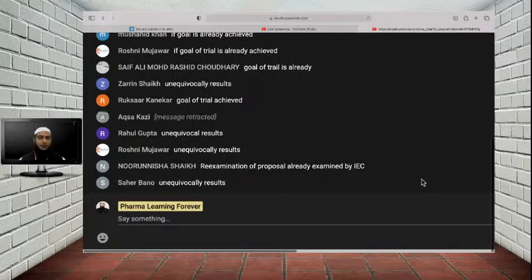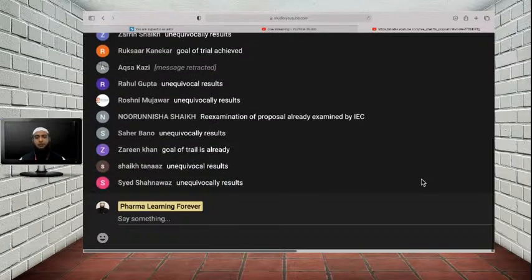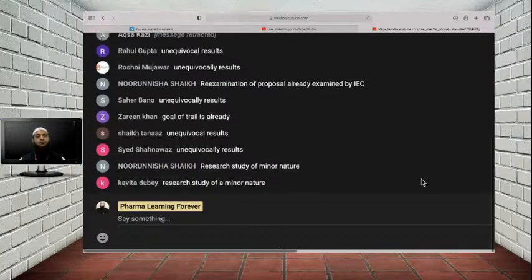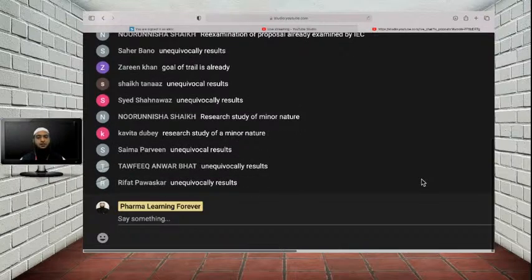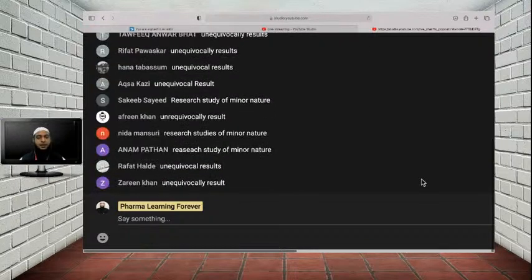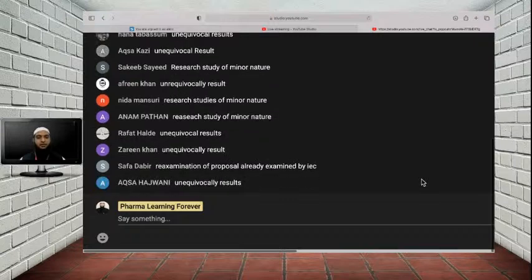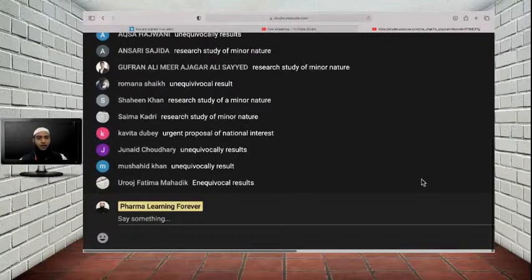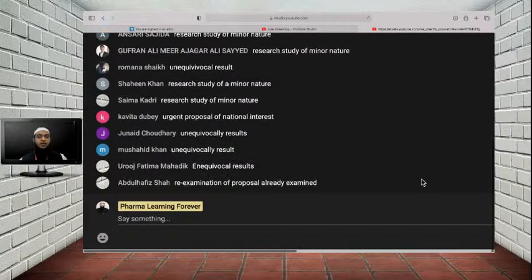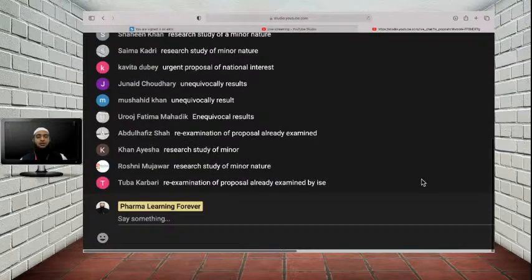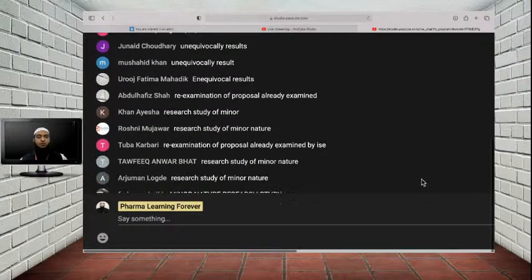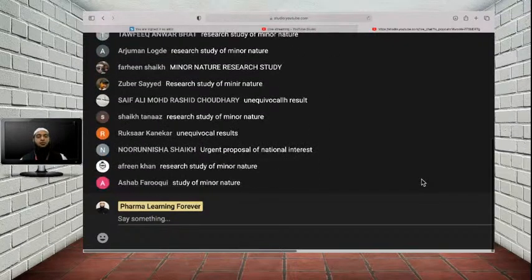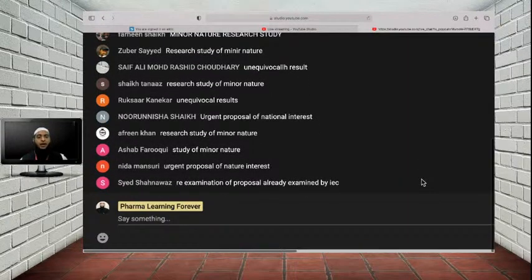Okay, so the first answer is again given by Nurun Nisa: re-examination of a proposal already examined by the IAC. Yes, that is one of the reasons. The second reason is a research study of minor nature. What is the third reason for interim review? I can see Kavita has given the third one. She has mentioned an urgent proposal of national interest. So if you are dealing with any urgent proposal of national interest, in such cases also you can go ahead with the interim review.